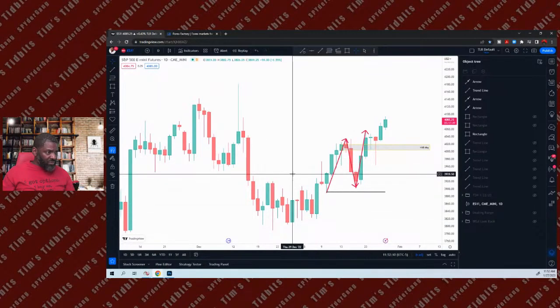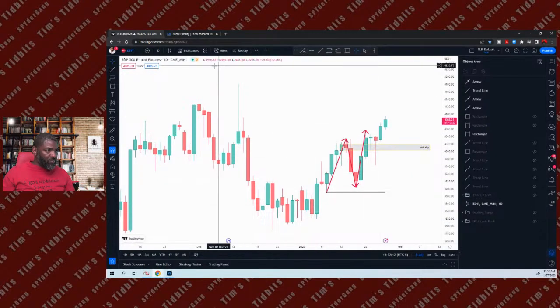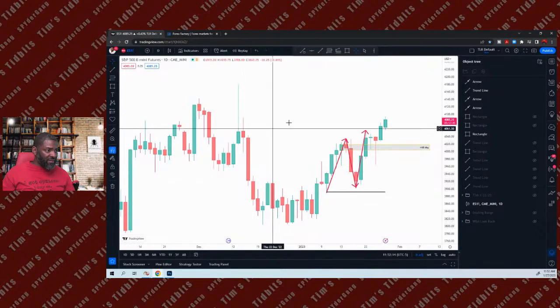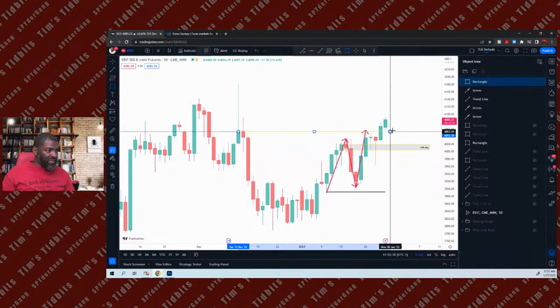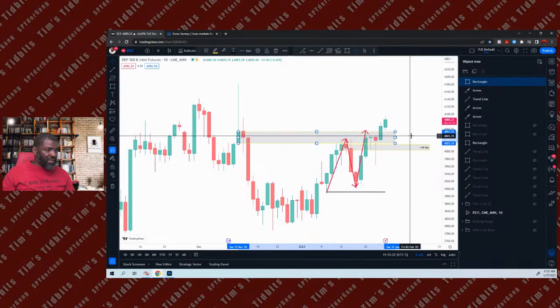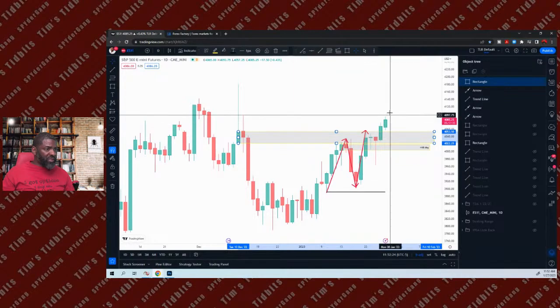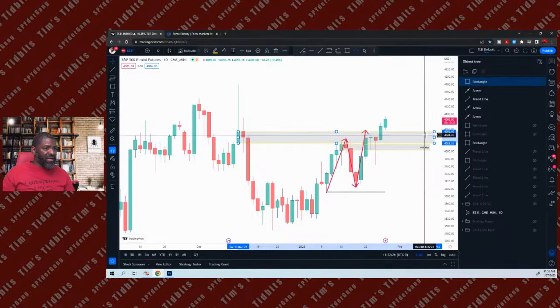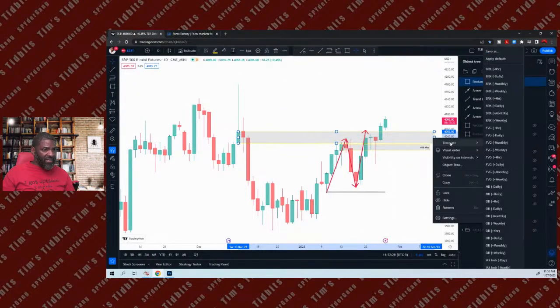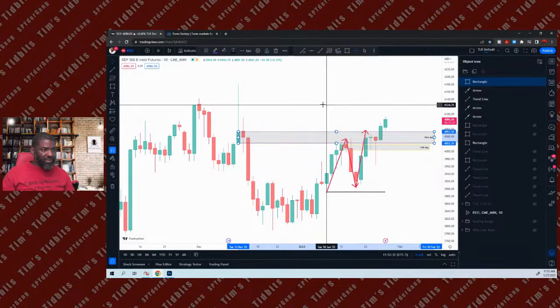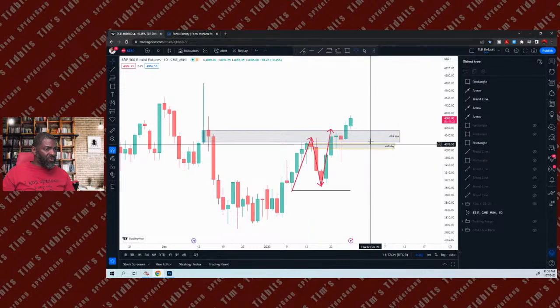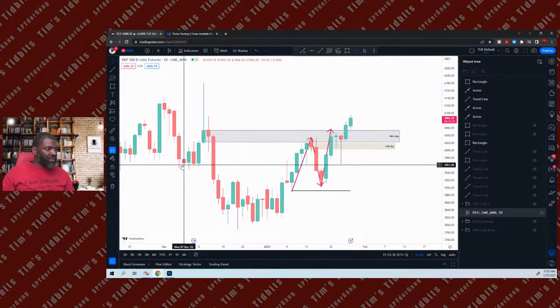No, that would be once we break that high right there, that will make this right here a breaker. Once we get all the way up here and break that high right there, that will make that a daily breaker, a bullish breaker.